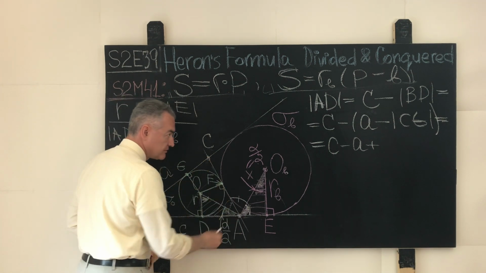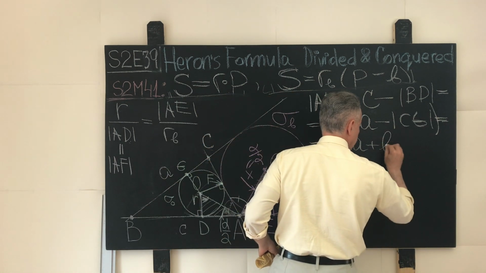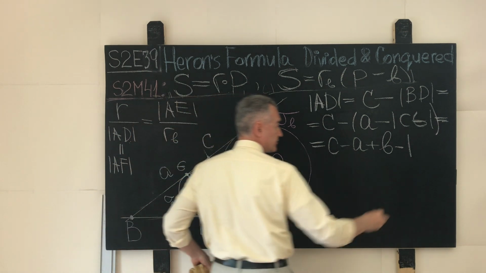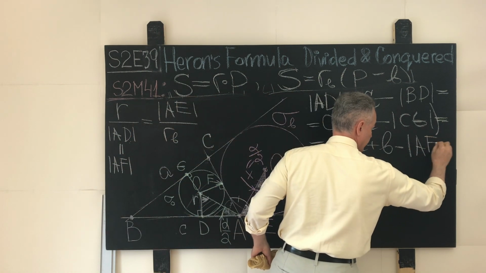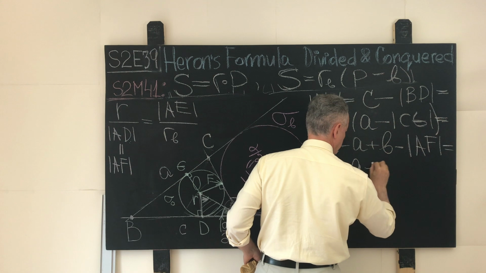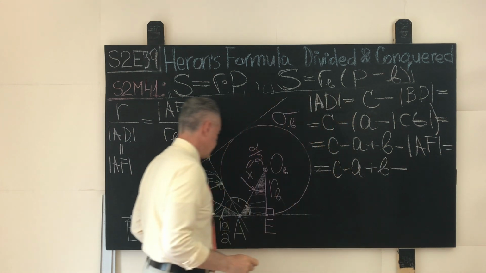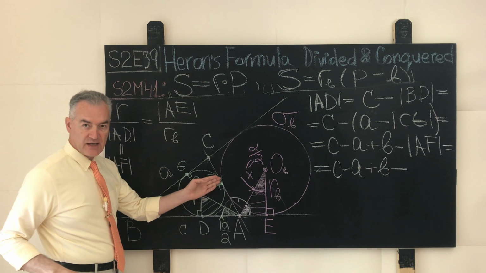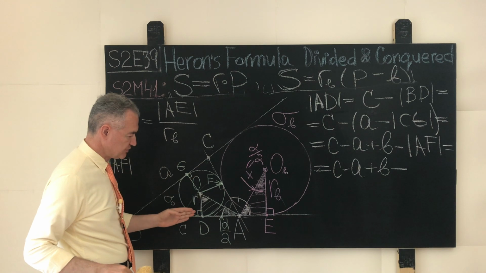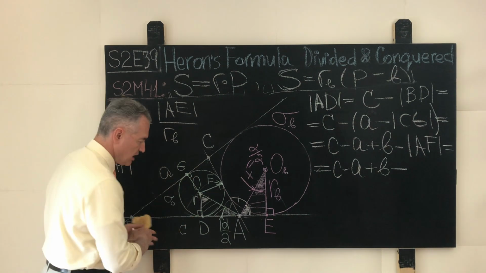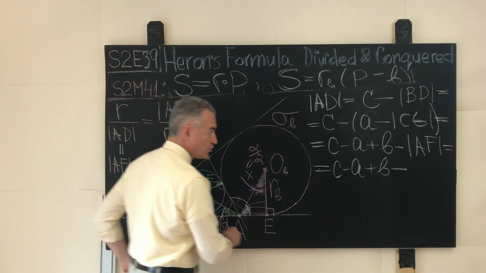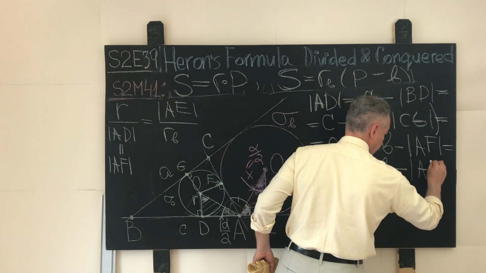And the distance from the point C to the point F can be expressed as the length of the side B minus the distance between the points F and A. I'll write it as AF, but C minus A plus B minus the distance between the points A and F is what? This is the external tangent to the circle sigma O, the incircle of the parent triangle ABC. It's the same as the length of the tangent AD. So the circle closes, so to speak, for instance, AD.